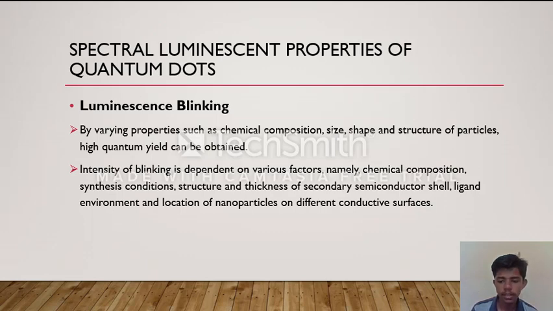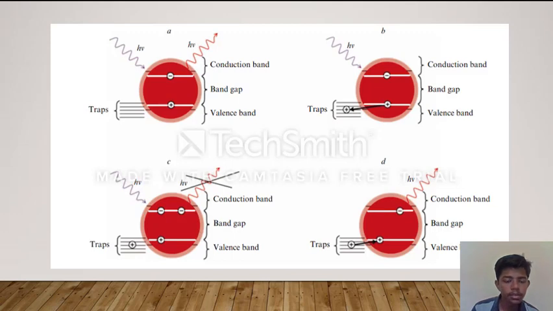Then there is significant degradation in luminescence of some colloidal quantum dots in a large ensemble of nanoparticles. This is mainly due to blinking being a non-radioactive process of high efficiency. Now let's talk about this figure here. This is a schematic of luminescence blinking.